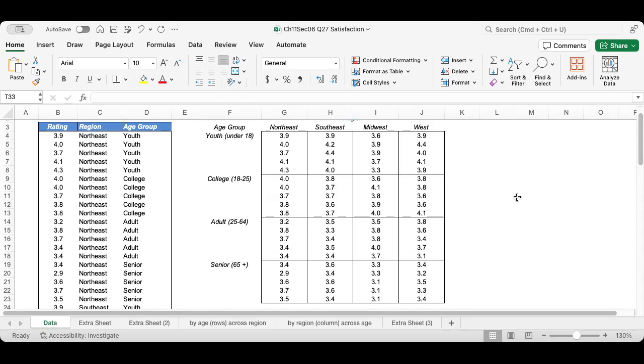What does interaction effect mean here? Maybe one group in one region has a particular reaction, positively or negatively, to this particular product. Maybe the combination of being a college student in the Northeast makes a difference as opposed to being a college student somewhere else, as opposed to being in the Northeast somewhere else. Maybe there's variation just within that.